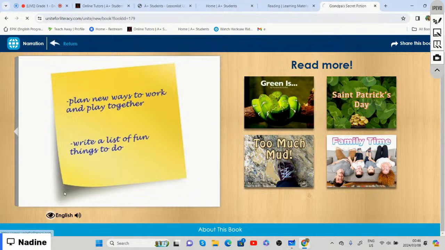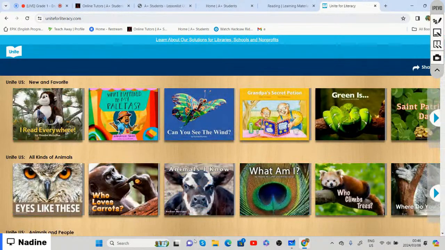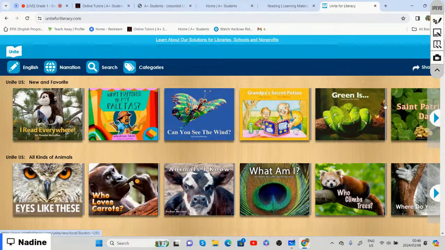All right. So basically, that was Grandpa's Secret Potion, right? And they said what this little boy and his grandpa do, all the secret things, all the activities that they do together. And then also Grandpa made a secret potion. And then they gave us the ingredients that Grandpa adds in that potion of his, right? So that was the audiobook of Grandpa's Secret Potion, right?